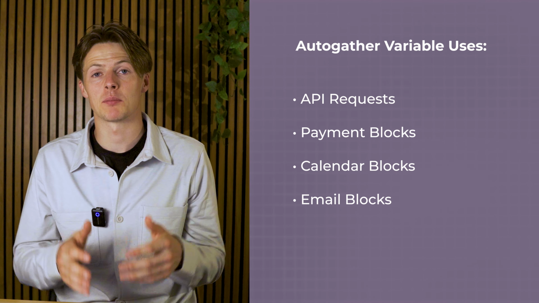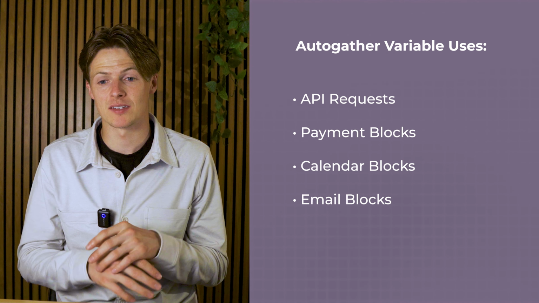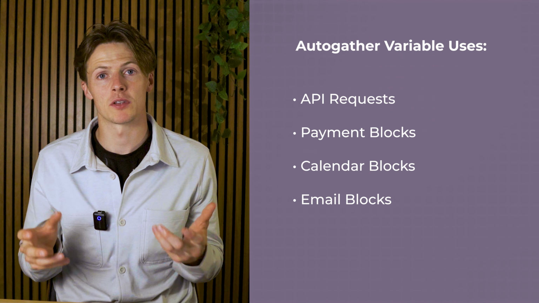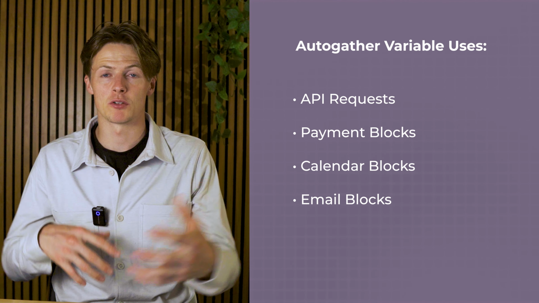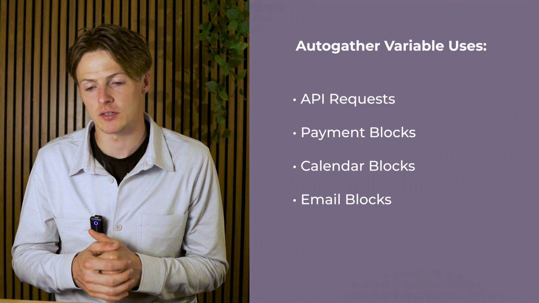So in this situation, what we can do is we can define the variable inside the actual block that we're using. We can use this for API requests, payment blocks. We can also use it for calendar blocks, email blocks, you name it. We can put this information here. It's also available post-call as well. So if you want to define it for post-call variables, we can gather that information as well.